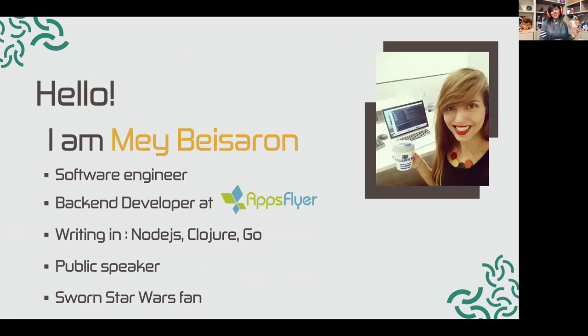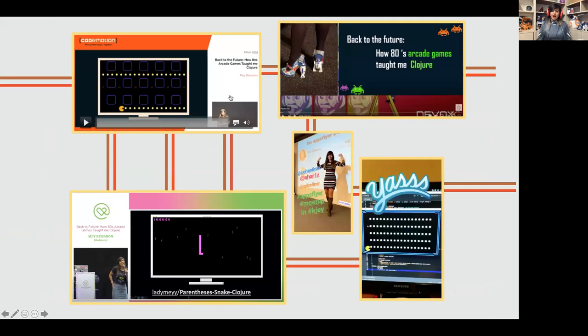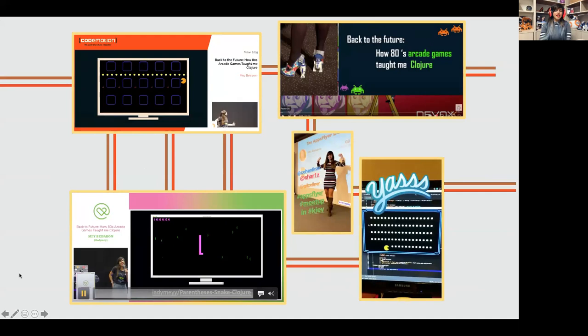My first Clojure talk was about how I learned Clojure and what helped me make the transition into Clojure. It was called Back to the Future: how 80s arcade games taught me Clojure. And that's exactly what I did. I developed a few simple games in Clojure, like a few versions of Pac-Man, and also Snake, and I presented at a few conferences.